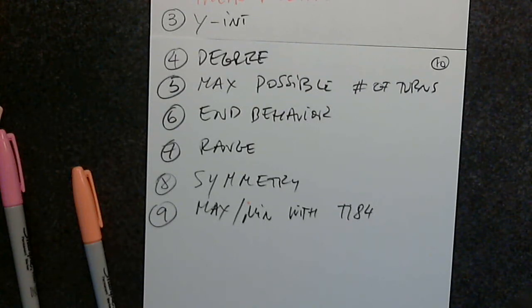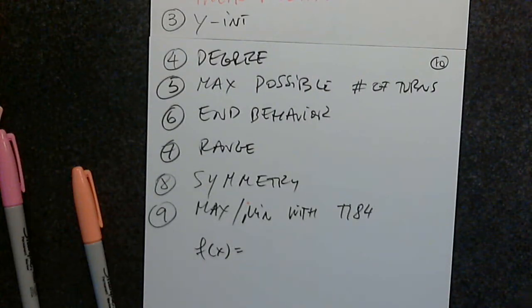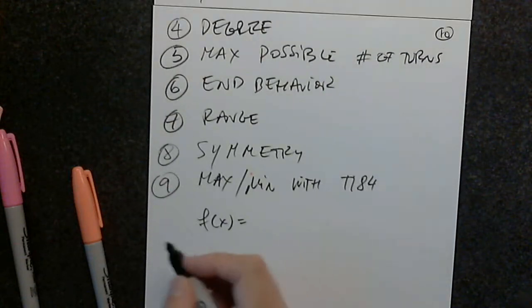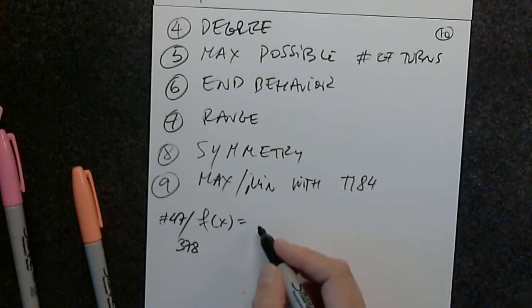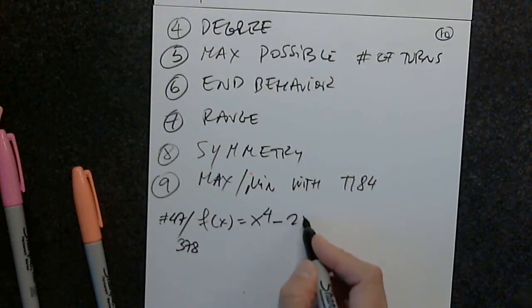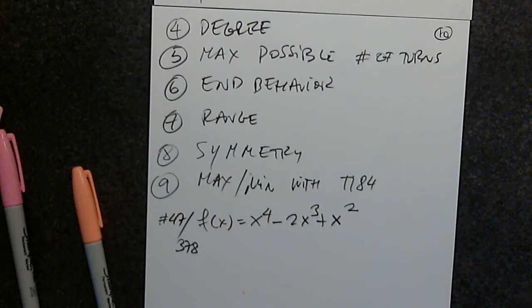Okay, so let's start. It's up to you, an odd degree or an even degree? Even, very good, awesome. On page 378, let's start with 47, which caught my eye. If you want to choose, you can choose any time. 47, page 378. And this is x to the 4th minus 2x cubed plus x squared.